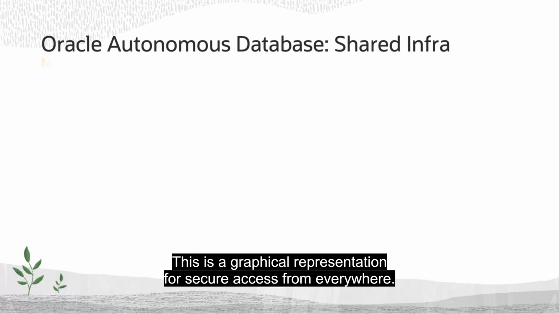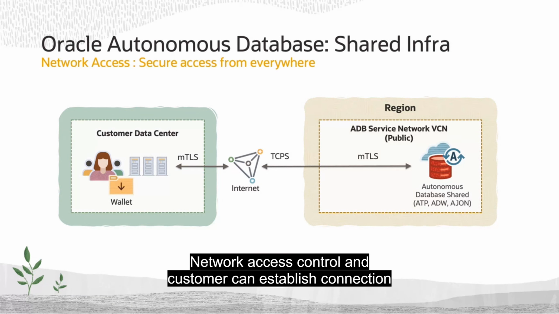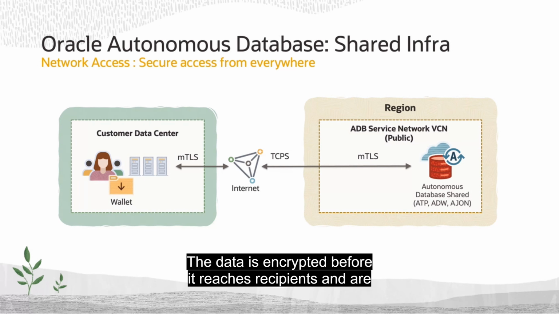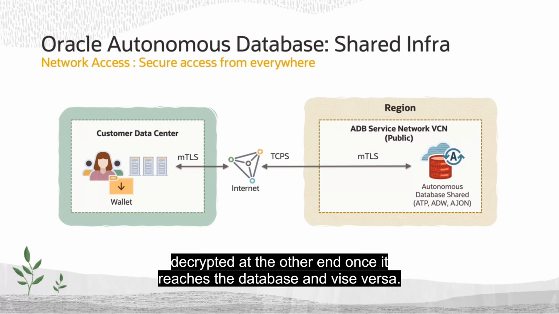autonomous database. This is a graphical representation for the secure access from everywhere network access control, and a customer can establish connection to autonomous database either from their data center or elsewhere using the wallet file downloaded from your autonomous database details page. The data is encrypted before it reaches TCPS and decrypted at the other end once it reaches the database, and vice versa.